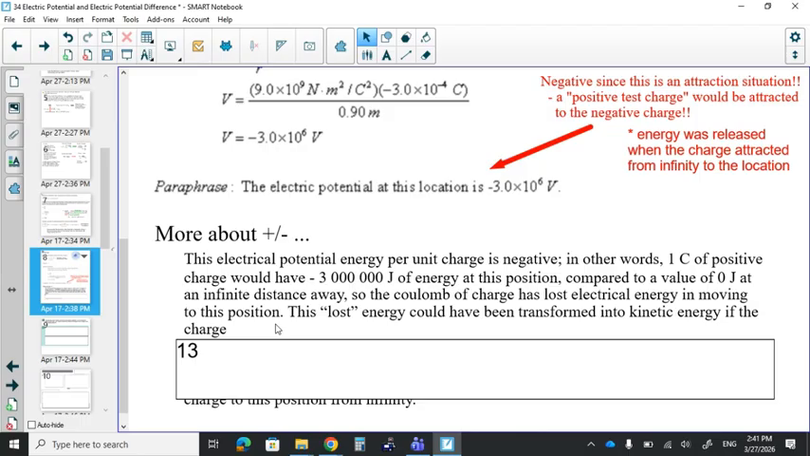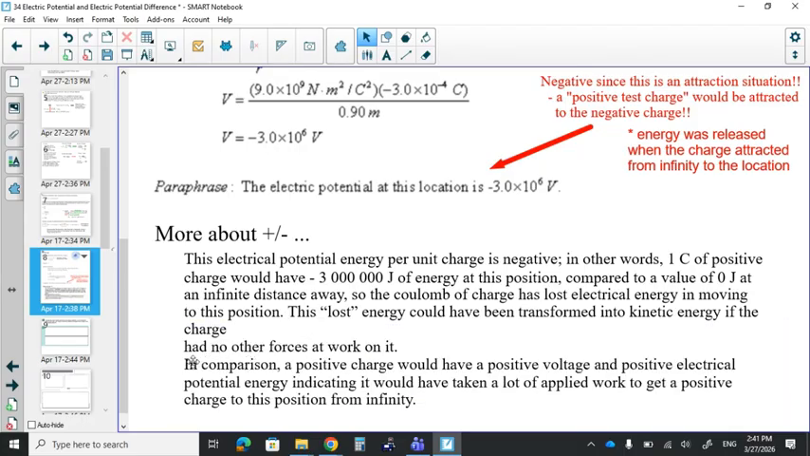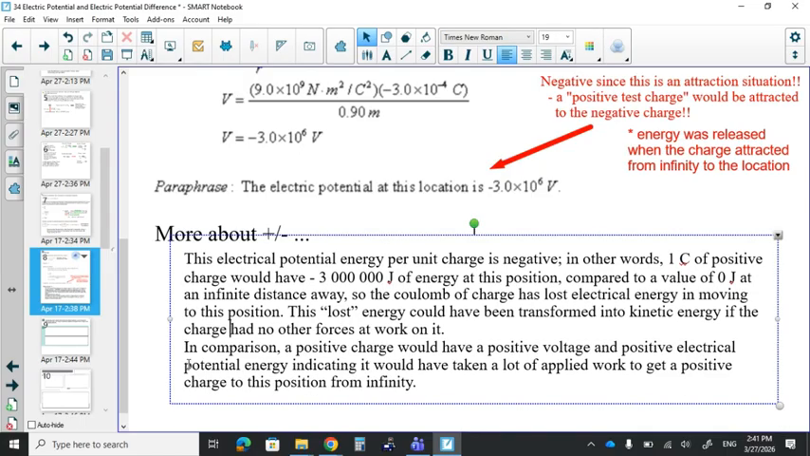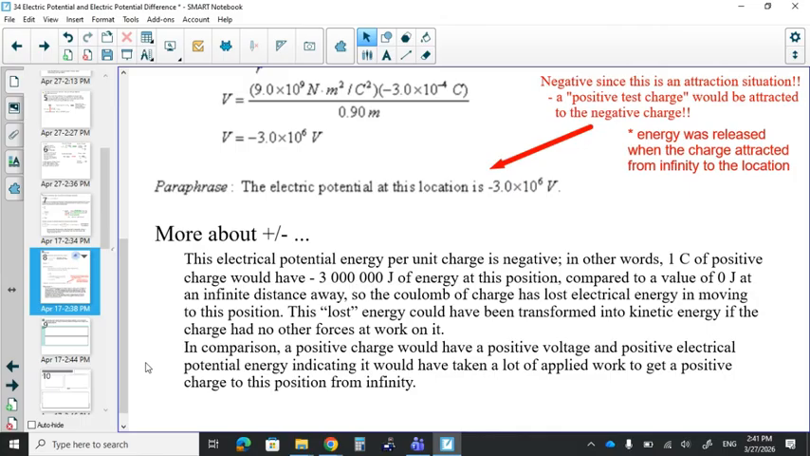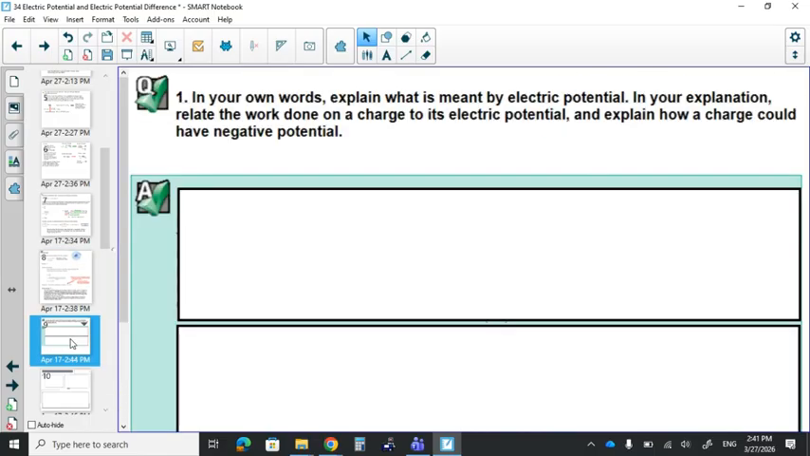Anyways, the electric potential energy per unit charge is negative. In other words, 1 coulomb of charge would have -3 million joules of energy at this position compared to a value of 0. As it was coming in, it lost that energy, right? It transformed to kinetic energy and all that, like I've said. In comparison, a positive charge would have had work done on it to push it to go there, against that repulsion. So it would have positive energy at that spot.